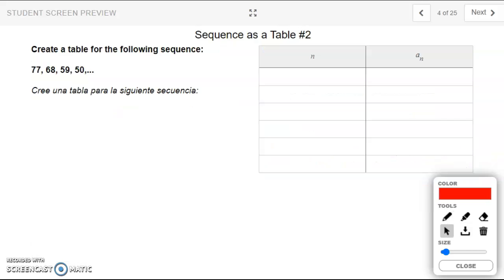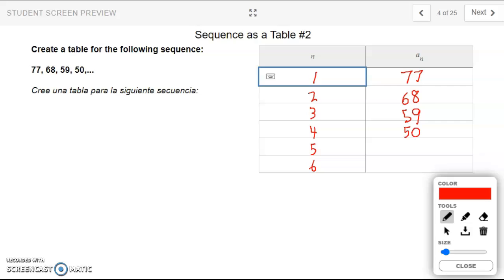So finally, I'm asked to create a table for the following sequence. Okay, so n is the term number. So we can write 1, 2, 3, 4, 5, 6. Okay, when n is 1, that means we're talking about the first term. What was the first term in the sequence? The first term was 77. What was the second term in the sequence? It was 68. Third term was 59. And then the fourth term was 50.